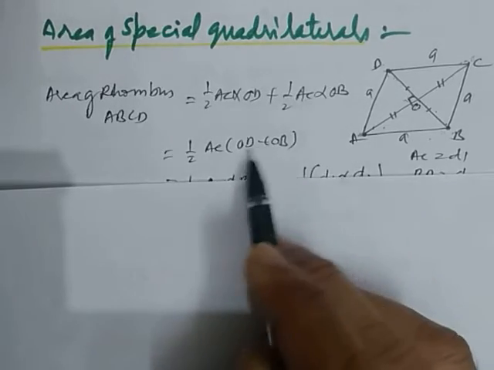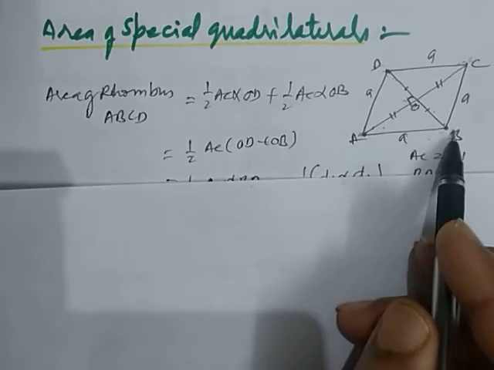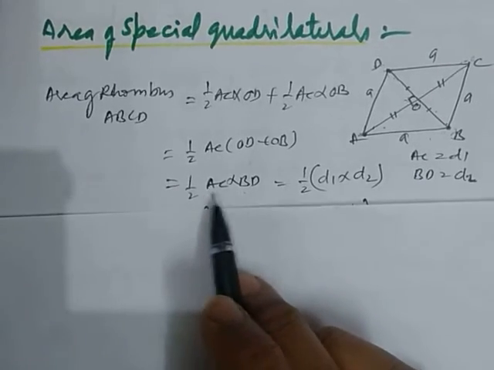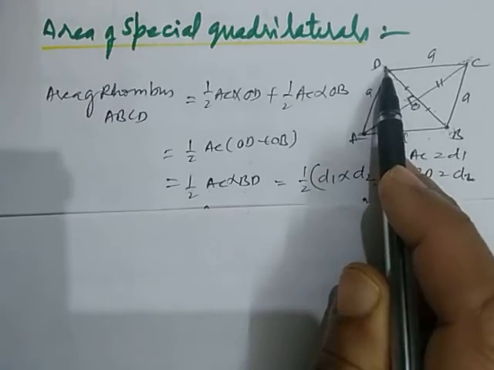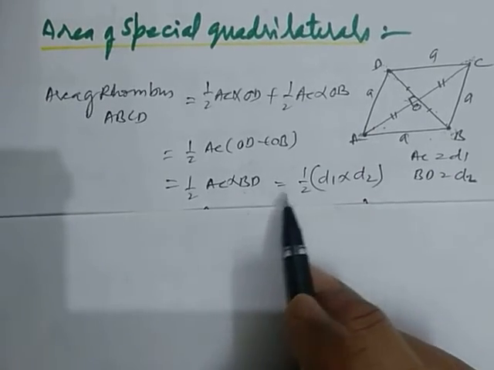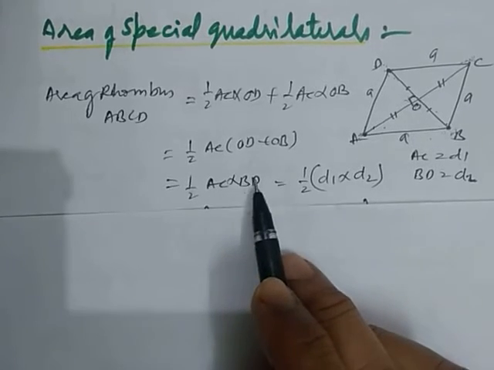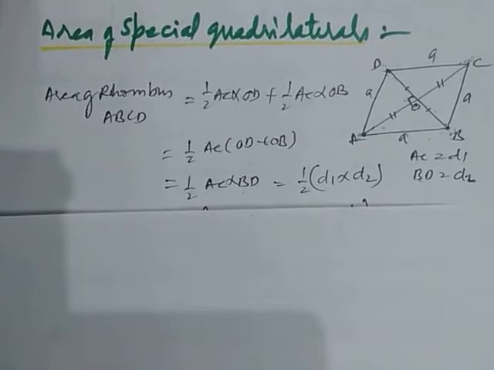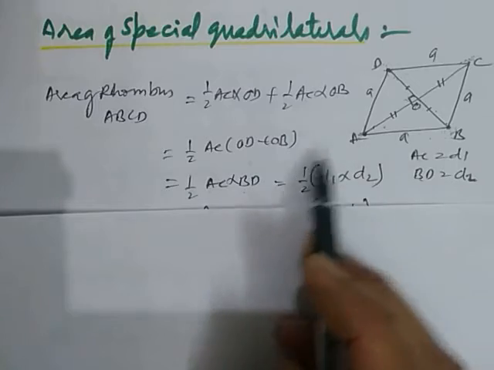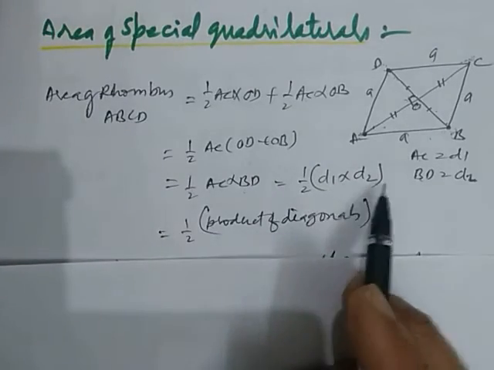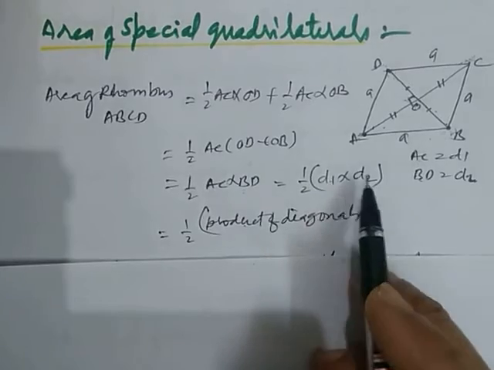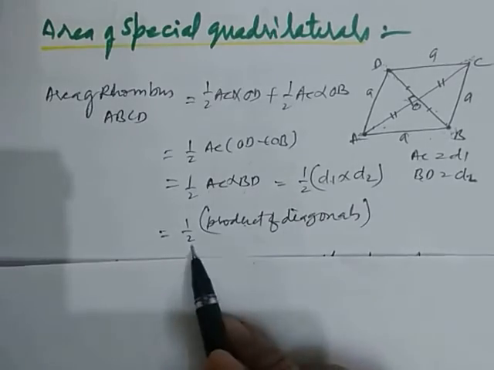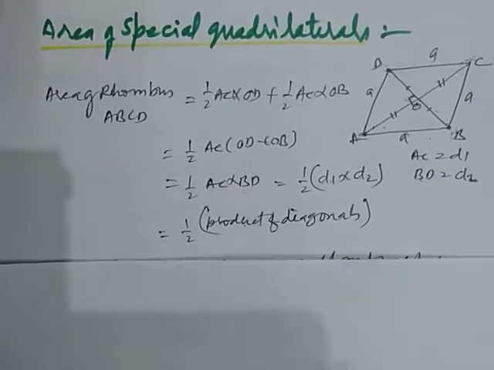Now take AC as common and half as common. So OD plus OB is here, and OD plus OB is just equal to BD. So we can put BD here. AC and BD are diagonals, so we can write half into diagonal 1 into diagonal 2, D1 and D2. Here AC is D1 and BD is D2. This way we can calculate the area of a rhombus, which is a special quadrilateral. The product of diagonals D1 into D2, divided by 2, is the area of the rhombus ABCD.